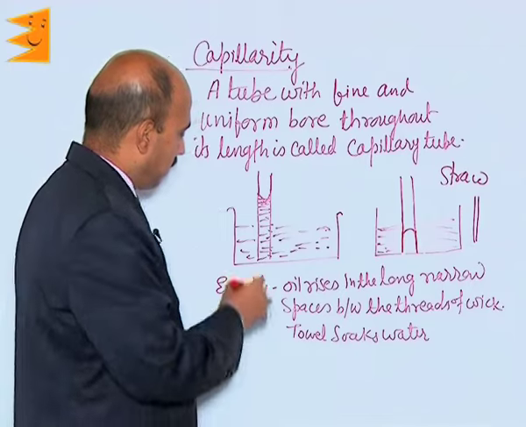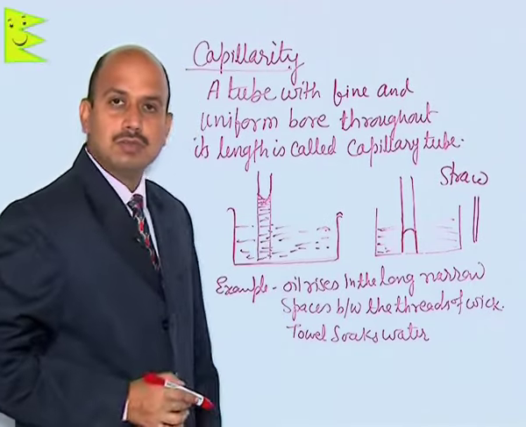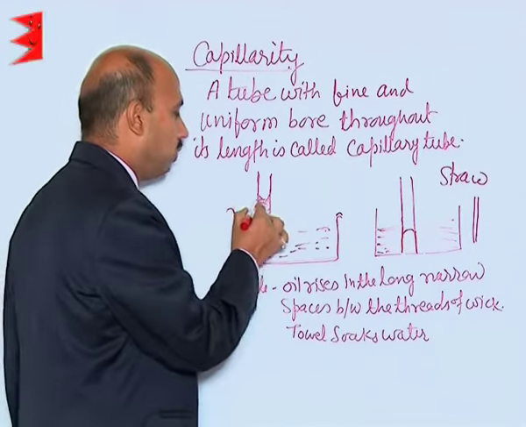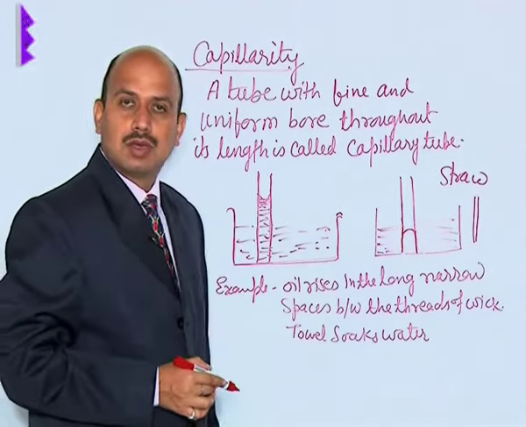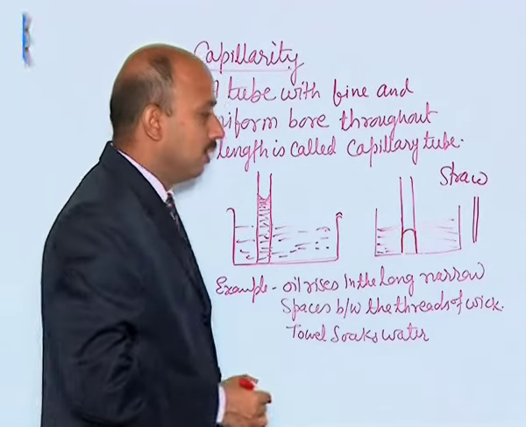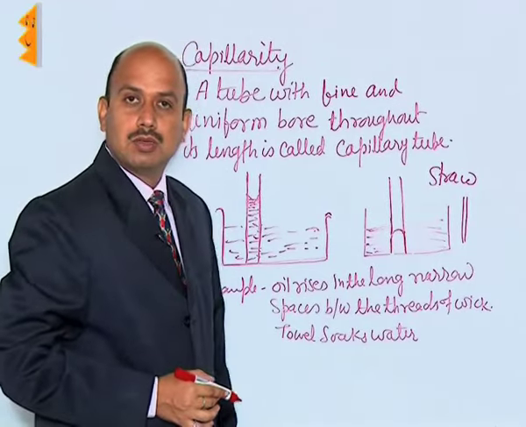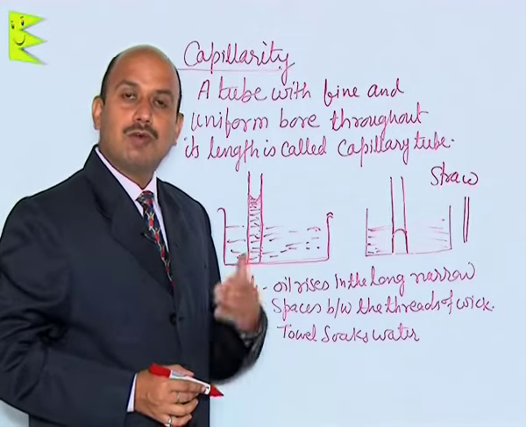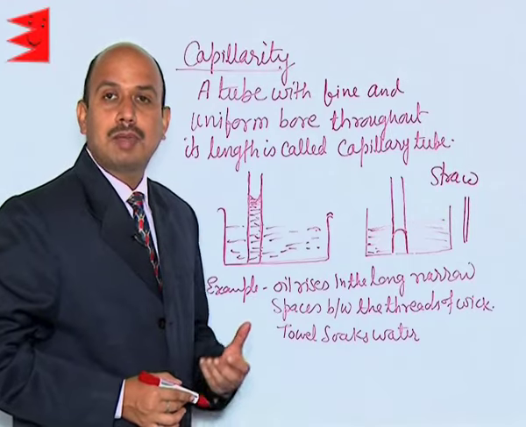Now see here, I have taken this beaker, in which water is placed, and when this capillary tube or thin tube is put into this liquid, the liquid rises in the tube. But when you put the same tube in mercury, then the level of the mercury falls down in the tube. So, when the capillary tube is put into the liquid, there is a rise or fall of the liquid, and this phenomenon is known as capillarity.